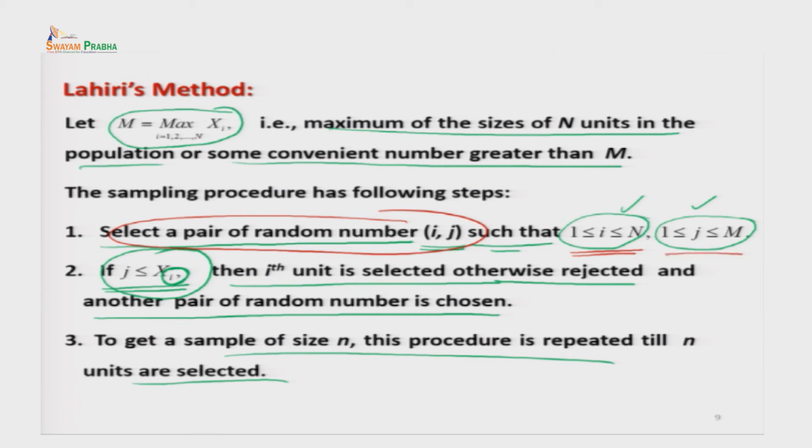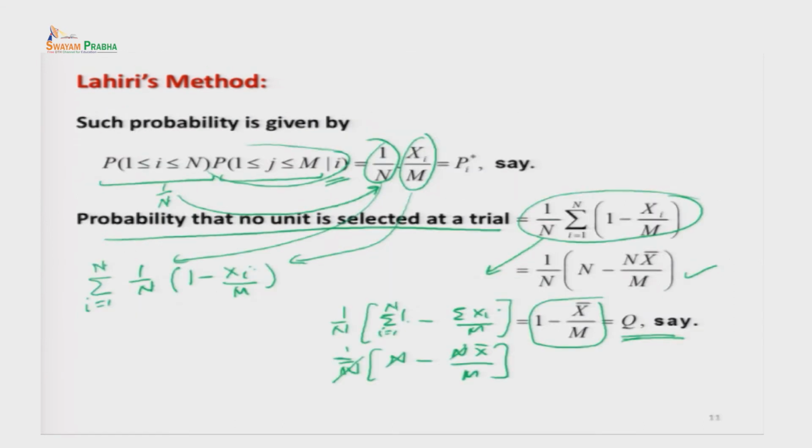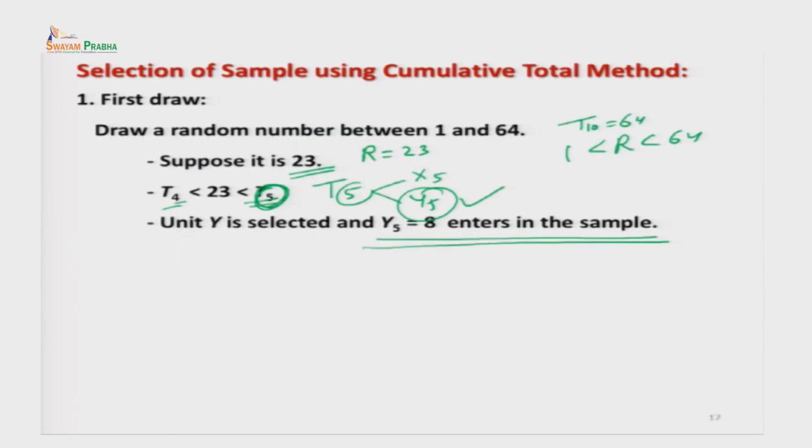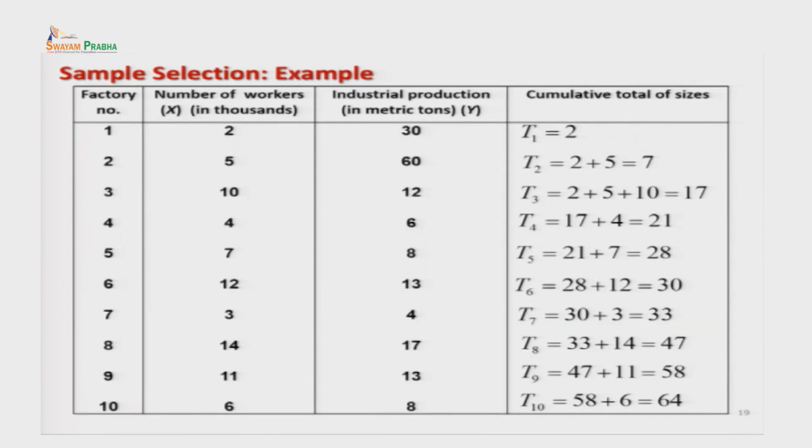And j is what we have to find out, that is, whatever is the maximum size among all those x1, x2, up to x10, right. And then once I choose this pair of i and j, I have to check the condition j less than or equal to xi, right. Now we come to a slide and try to implement the Lahiri method. You can see here I have just copied the same table once again, so that I can execute the methodology of Lahiri's method here, right.